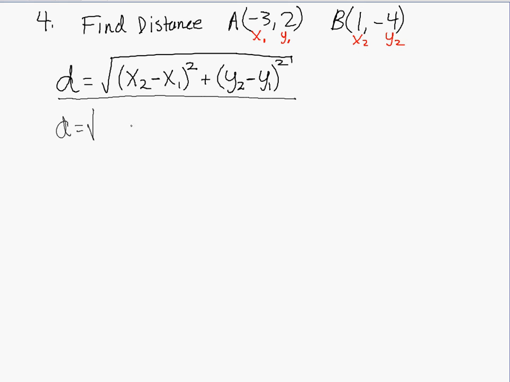Okay, radical. Now remember, it doesn't matter which one you pick to be x1, y1, x2, y2. It has to be consistent. So that's why I went ahead and filled it out for you. x2 is 1, minus, that minus right there, then we're going to plug in -3. Put that in parentheses so we can separate our two negatives, squared, plus y2, which is -4, plus 2.